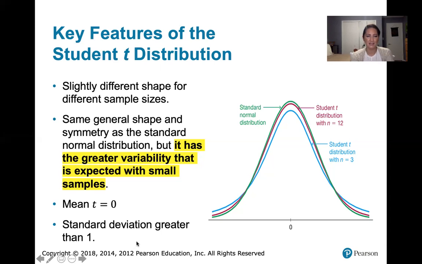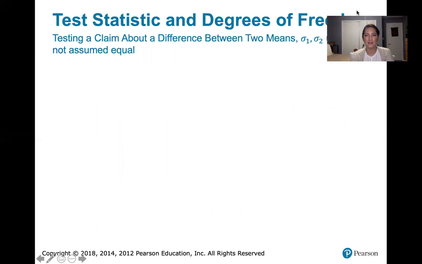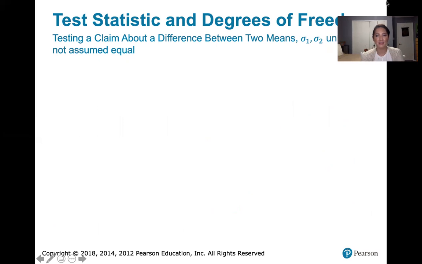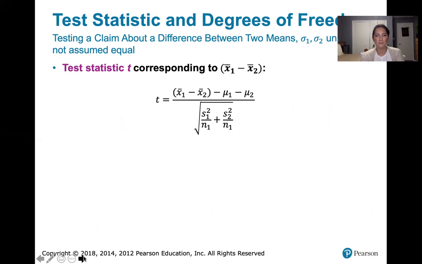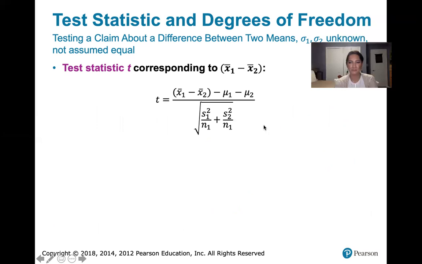And I just mentioned that the mean is 0 and the standard deviation is greater than 1. And that standard deviation depends on the number of degrees of freedom of that test statistic. So this slide is about the test statistic and degrees of freedom. Our test statistic is a t-score, and it's found using this formula as we discussed earlier.